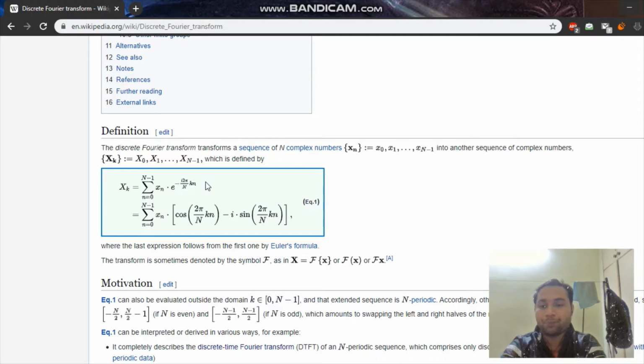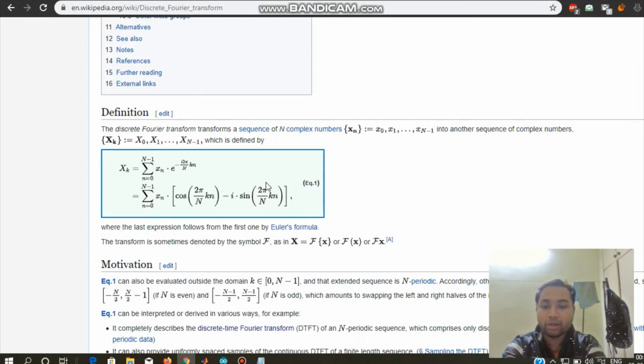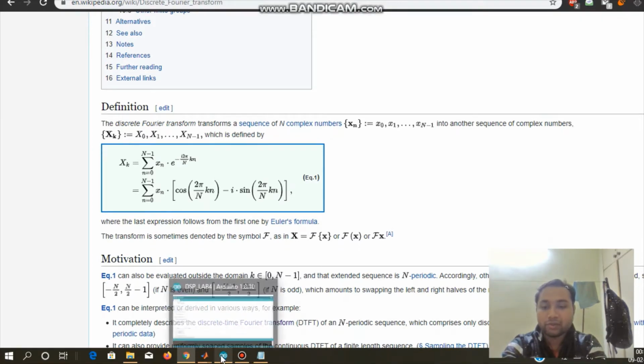We can distribute this into a complex form, which is cos(2 pi by N into kn) minus iota sin(2 pi by N into kn). So using this formula, we are going to implement this in C or Arduino IDE. So what's the function? We are going to see that.